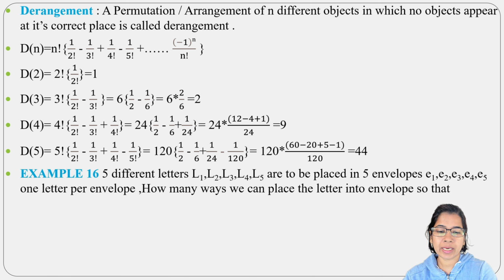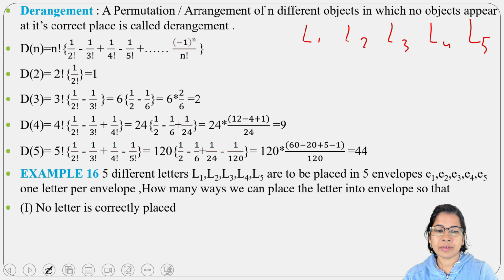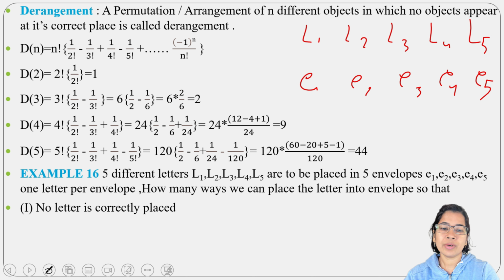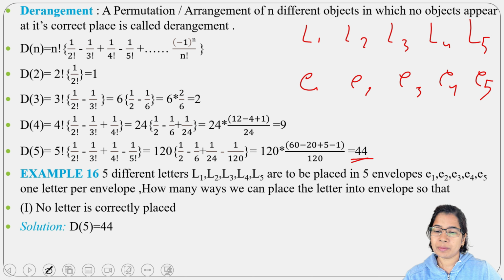5 different letters L1, L2, L3, L4, L5 are to be placed in 5 envelopes E1, E2, E3, E4, E5, one letter per envelope. How many ways can we place the letters into envelopes so that, first question, no letter is correctly placed? So there are 5 letters and 5 envelopes. How can we place them so that no letter is correctly placed? We'll use D5. D5 value is 44, we know. So the answer will be 44.